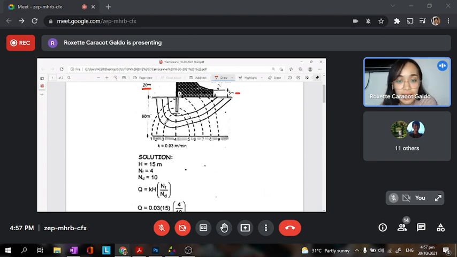So we just have to count, no? Our H is 15, that is 20 minus 5. And for the number of flow channels we just have to count: 1, 2, 3, and 4. So our NF is equal to 4. And our number of drops we count along the flow channel: 1, 2, 3, 4, 5, 6, 7, 8, 9, 10. Counting along the outer one as well: 1, 2, 3, 4, 5, 6, 7, 8, 9, 10. So our ND is equal to 10.